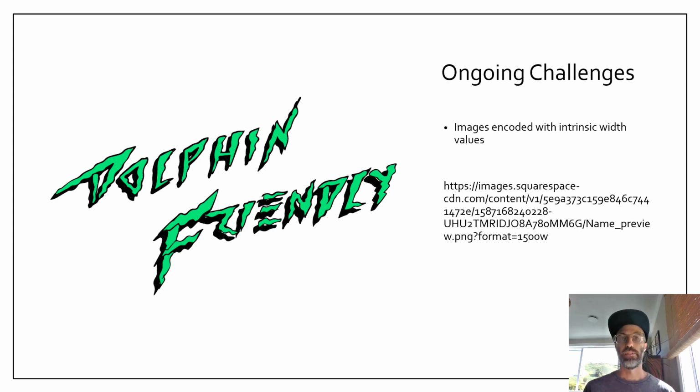Images encoded with intrinsic width values, as per the example in this slide, are also causing issues with capture and playback. This issue is not confined to Browsertrix, as we've also logged it with Web Curator Tool, and it may well be a broader issue for web archiving. So I'd be interested to see if anyone else is finding this.